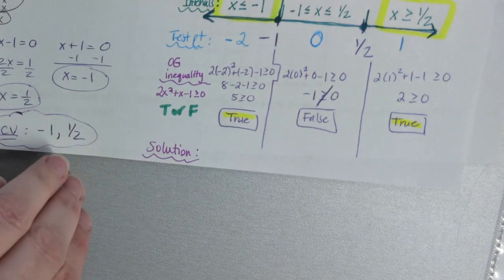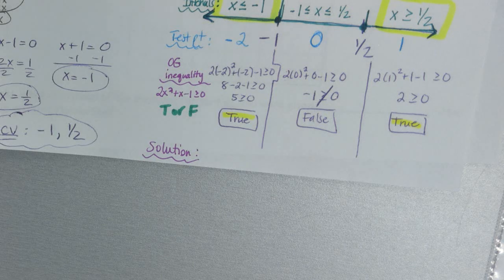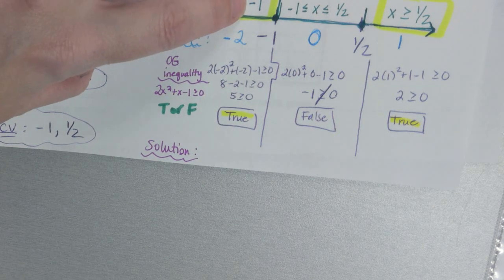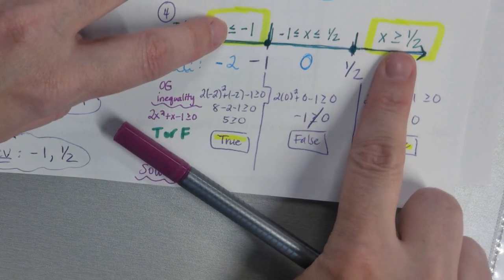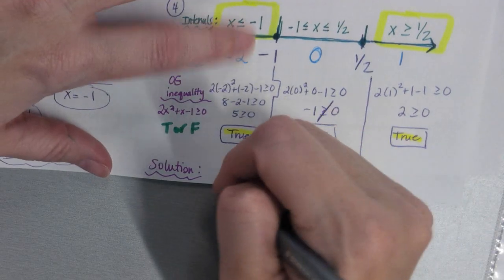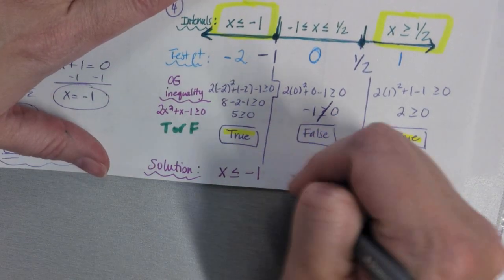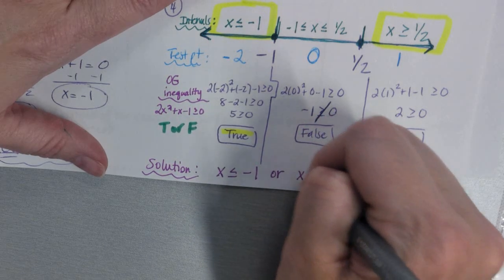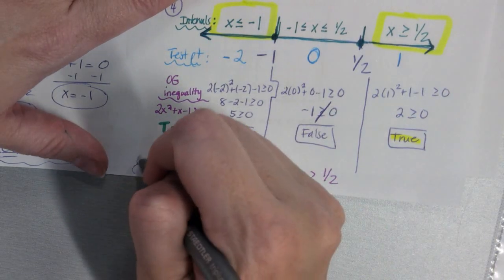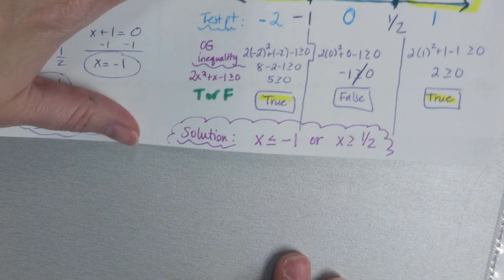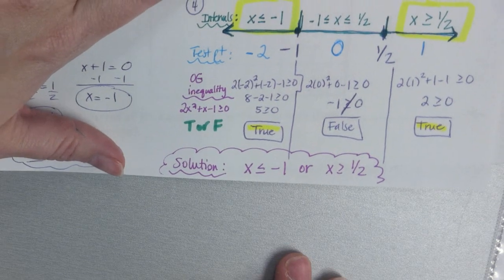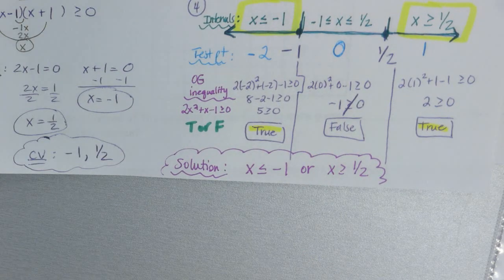And we have to connect these with an or, because can x be a value that's less than negative 1 but greater than 1/2 at the same time? No, there's no number that does both. So your solution is x is less than or equal to negative 1, or x is greater than or equal to 1/2. Okay, so x is less than or equal to negative 1, or x is greater than or equal to 1/2.